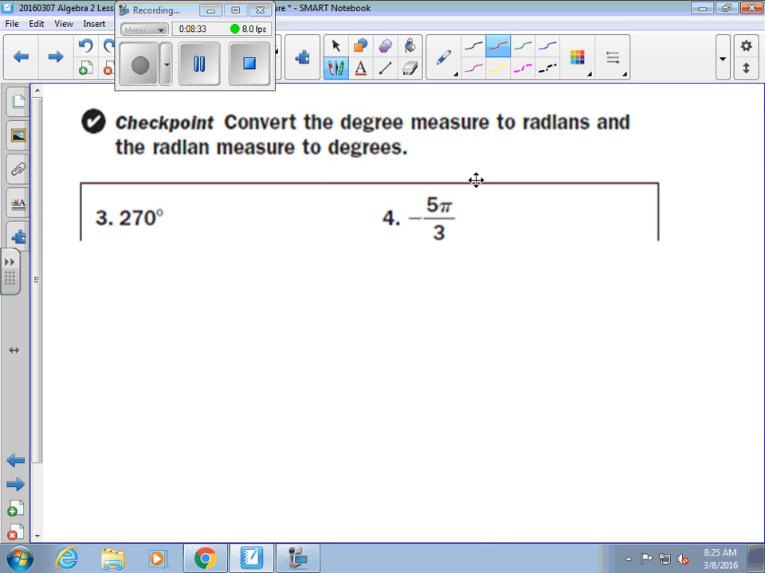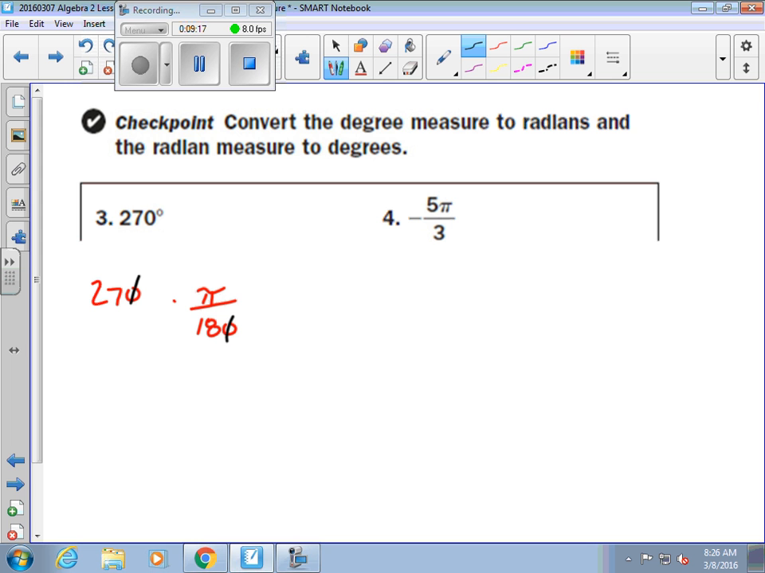Okay, this right here tells you to convert the degree measures to radians and the radian measures to degrees. 270 degrees. We want to multiply 270. We want to put pi into the answer. So we're going to multiply it by pi over 180. You either multiply it by pi over 180 or 180 over pi. So pi over 180 will put that into our answer. Notice as you're looking at the numbers 270 and 180, right off the jump, you can get rid of this zero to make it 27 over 18.